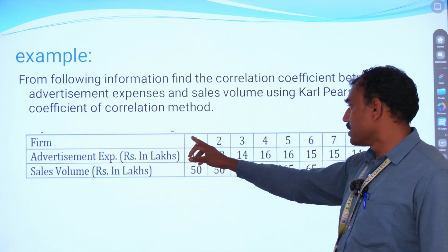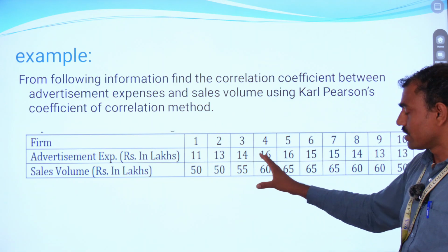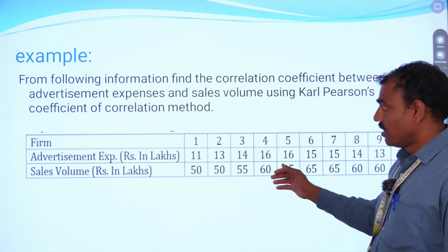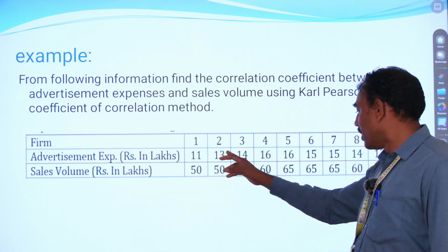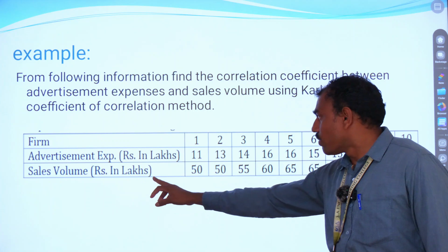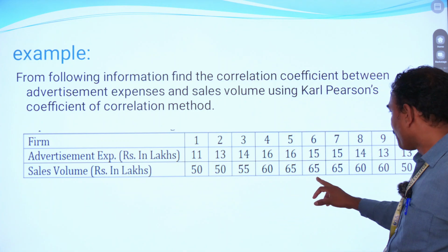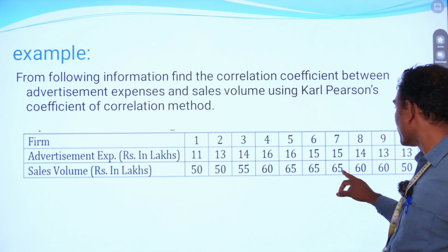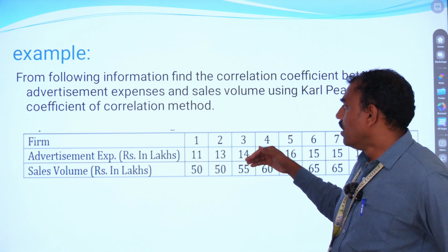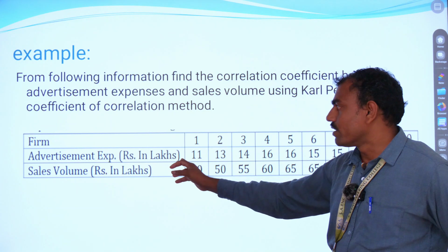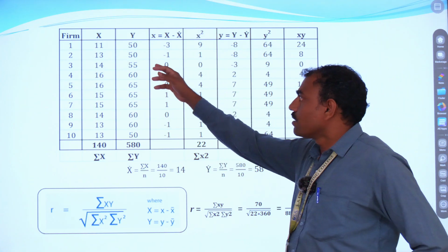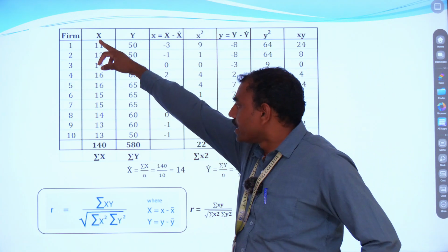Here the observations run from 1 to 10, so the number of observations is 10. The advertisement expenses values are given first. The second is the sales volume: 50, 50, 55, 60, 65, 65, 65, 60, 60 are the sales volumes corresponding to the advertisement expenses. So this problem gives 10 observations.